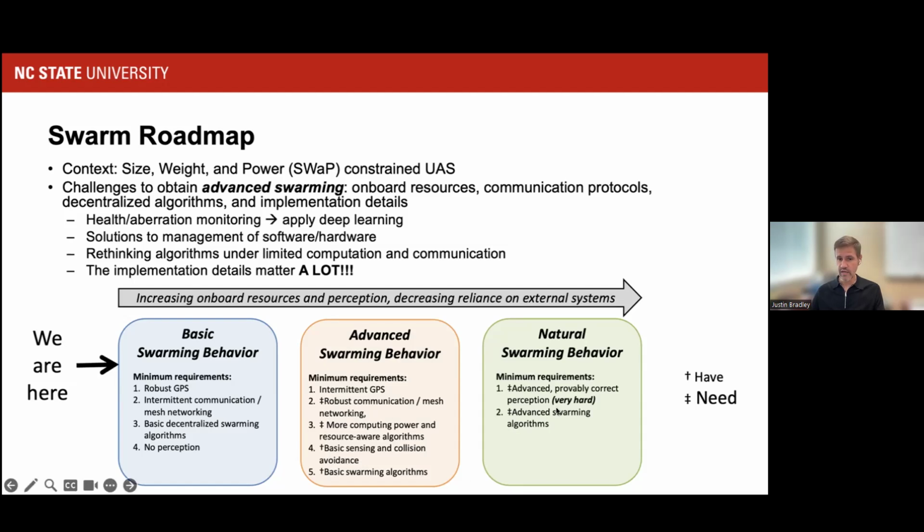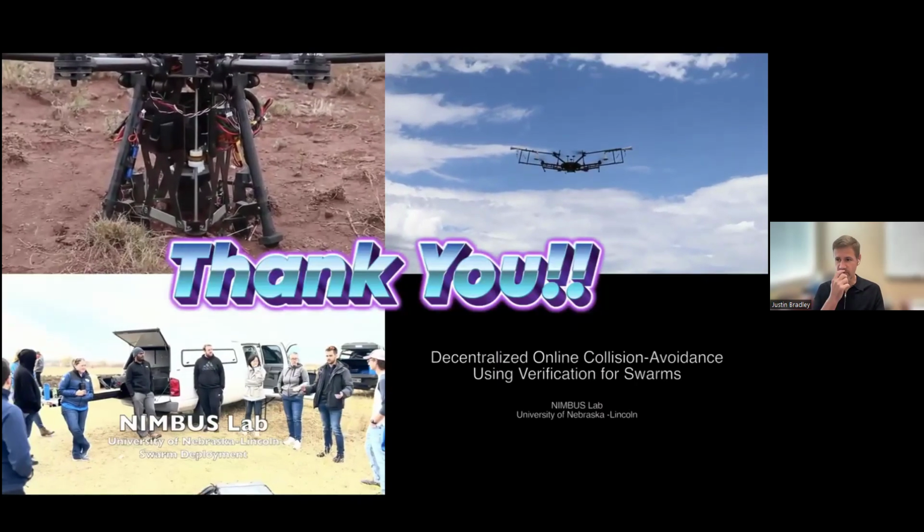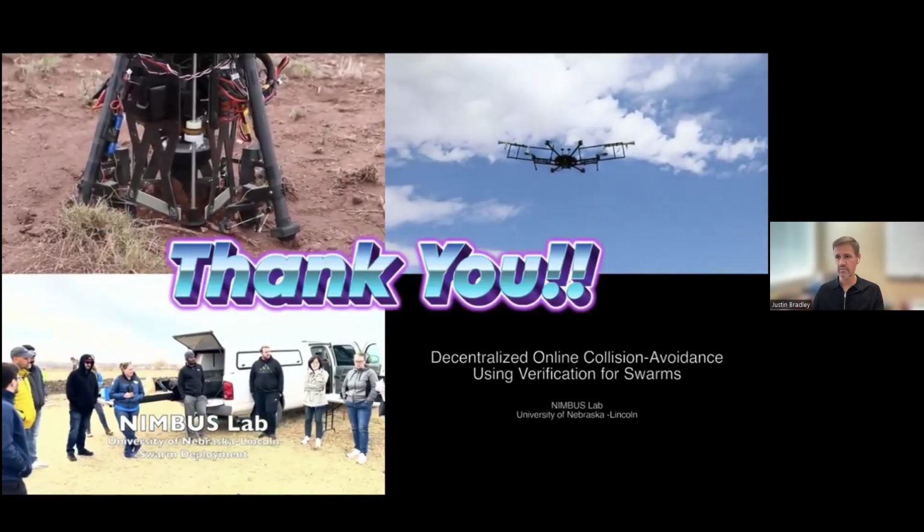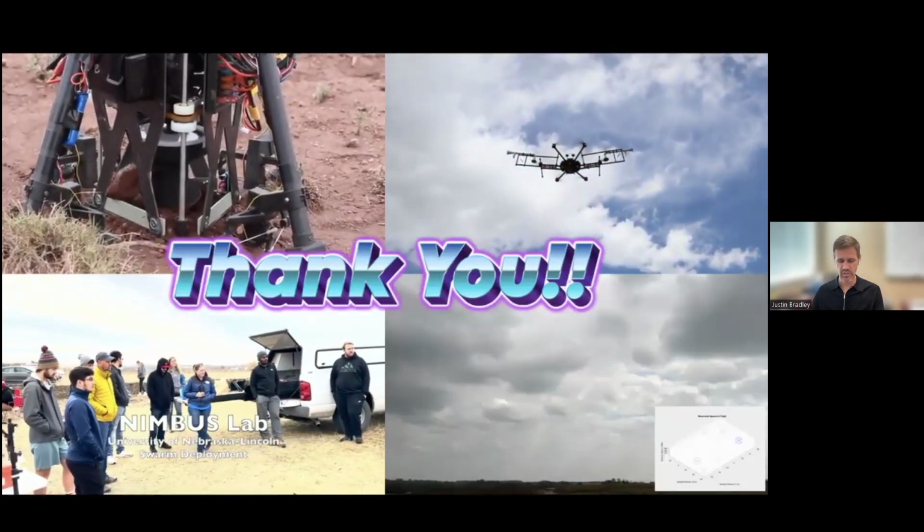To get over here, what we need is more computation, and better algorithms that were built from the ground up to consider their constrained resources. And we need perception that can be put in the control loop, in the autonomy loop, that can be shown to be provably correct, which is a very difficult problem. So with that, I will leave you with a few videos, and welcome any questions.